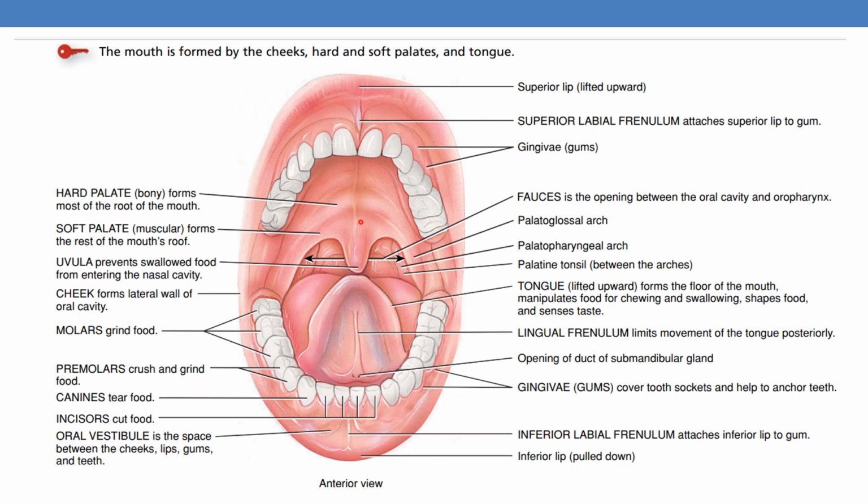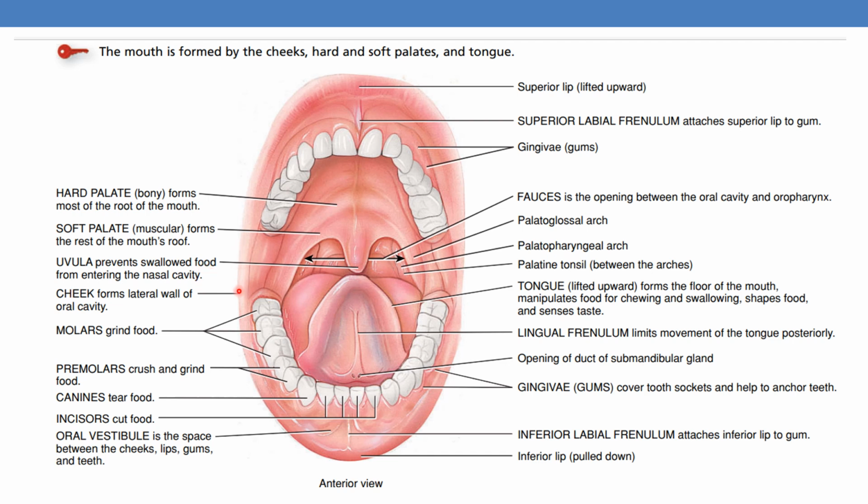Next coming to palate. Palate forms the partition between the nasal cavity and the oral cavity. It is mainly composed of 2 parts. Anteriorly it is the hard palate and it forms most of the roof of the mouth. And posteriorly it is called the soft palate. Here you can see the soft palate is an arch-shaped muscular structure. It forms the rest of the roof of the mouth. And hanging from the soft palate is a finger-like projection which is nothing but the uvula. This is the uvula. This prevents the swallowed food from entering the nasal cavity.